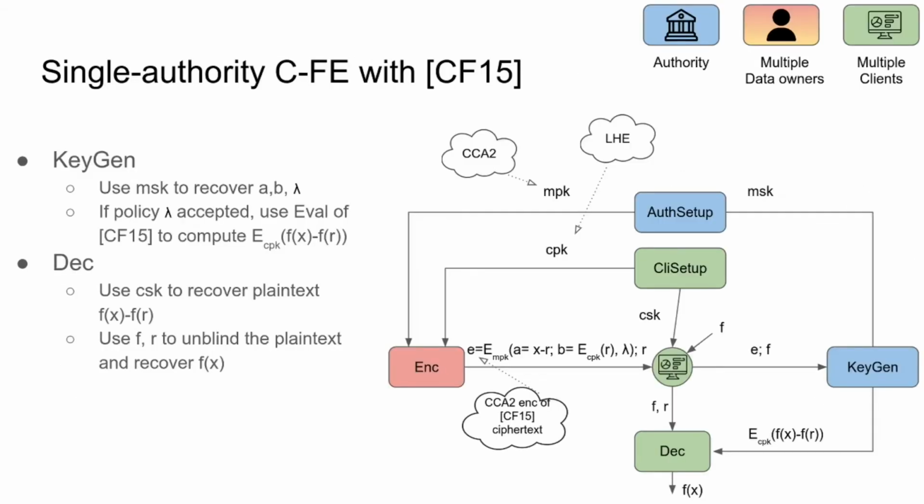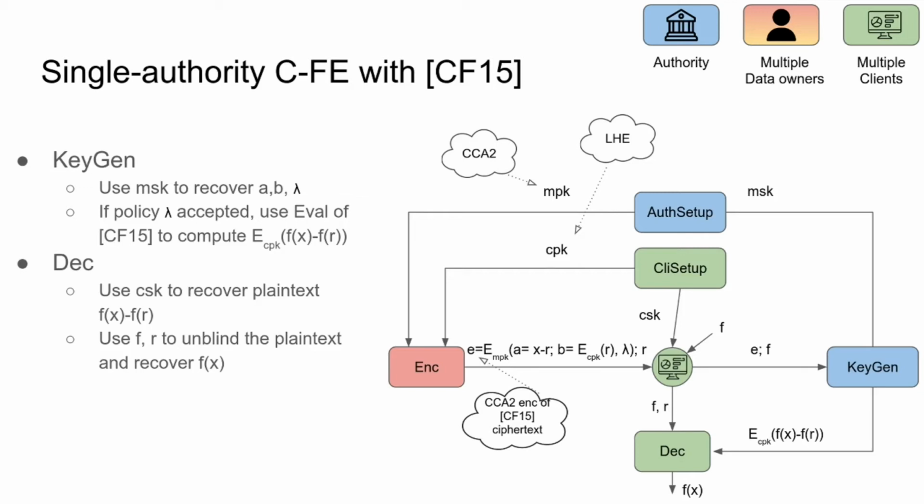In our control functional encryption construction for a single authority and quadratic functions, ciphertexts consist of two parts, A and B, where A corresponds to x minus r and B to a linearly homomorphic encryption of r under the client's public key. Having these two values, the client could recover x. That is why we add an additional layer of encryption on these two values using a CCA2 secure encryption scheme with the authority's public key. Furthermore, the client is given randomness r in the clear.